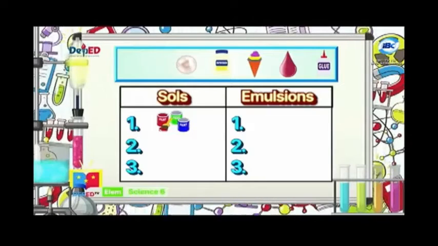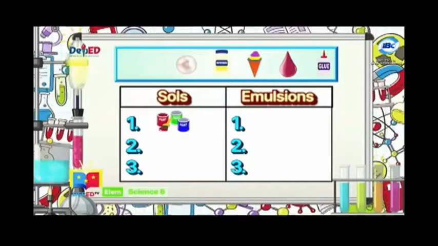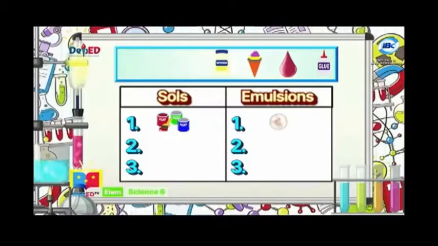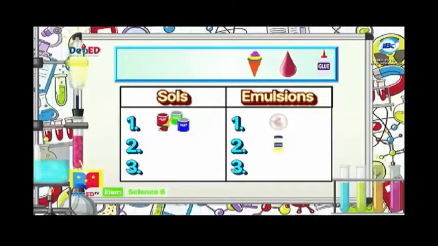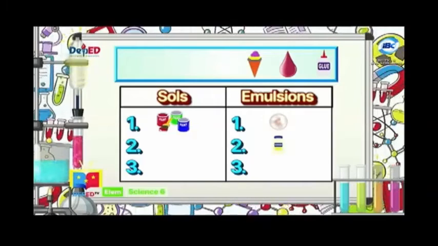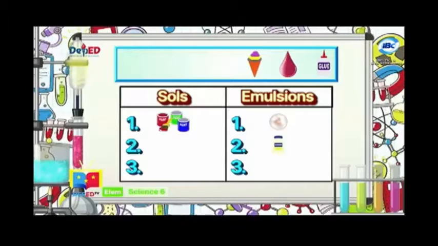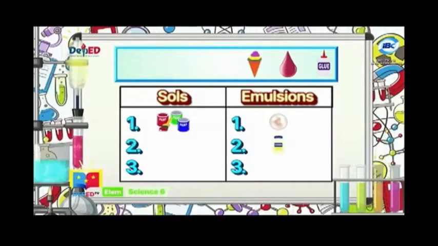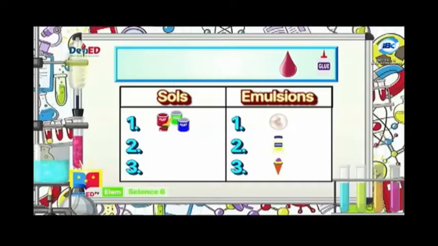Where should we put pearl? In Sol's column or Emulsion's column? Excellent! It is in the Emulsion's column. Where should we put mayonnaise? In Sol's column or Emulsion's column? Great! It is in Emulsion's column. Where should we put ice cream? In Sol's column or Emulsion's column? Great! It's in the Emulsion's column.